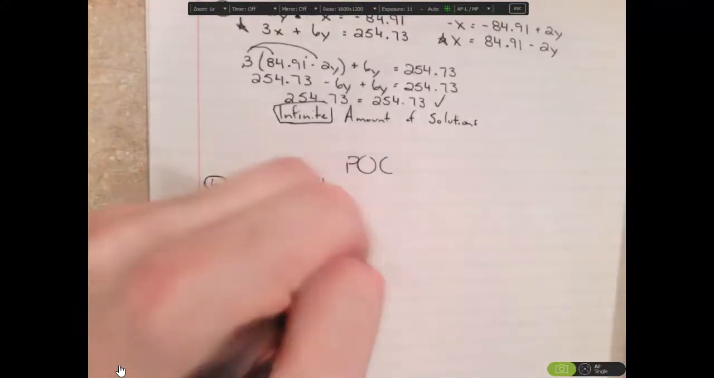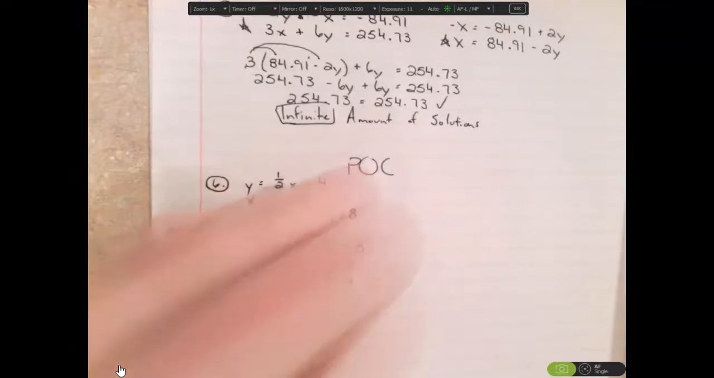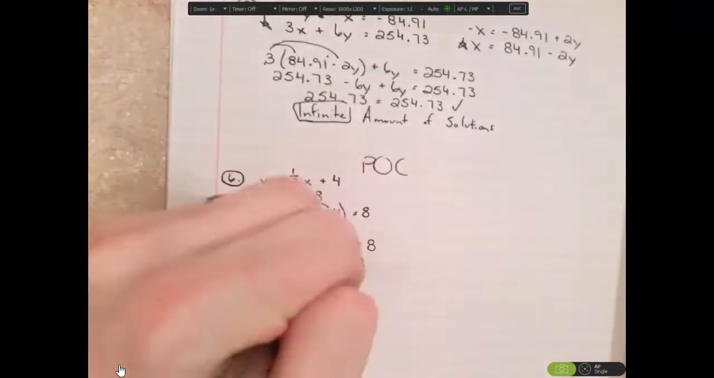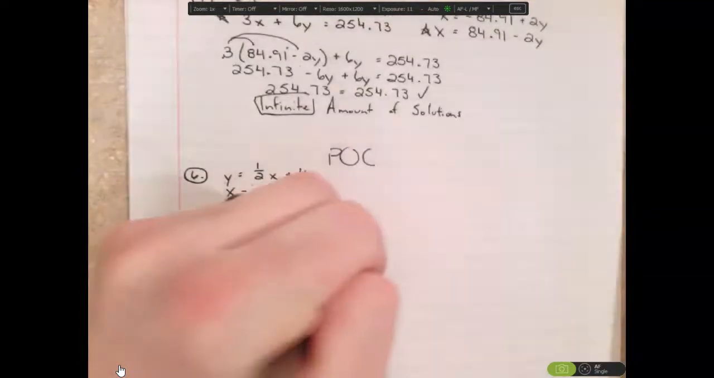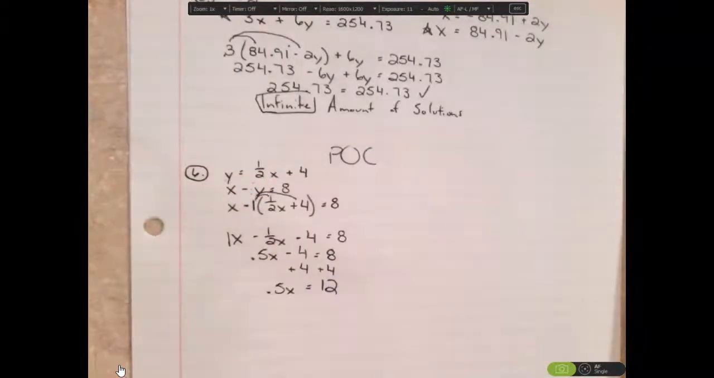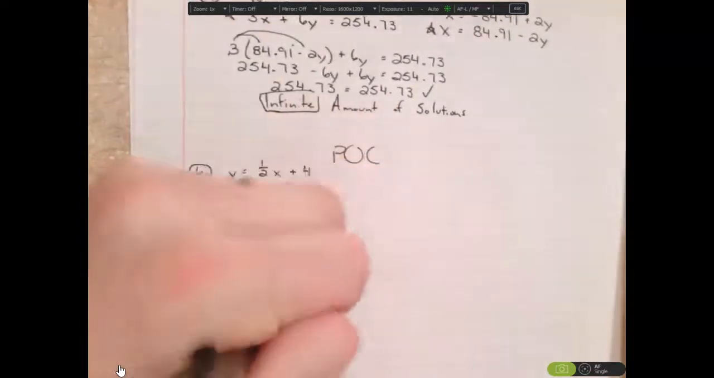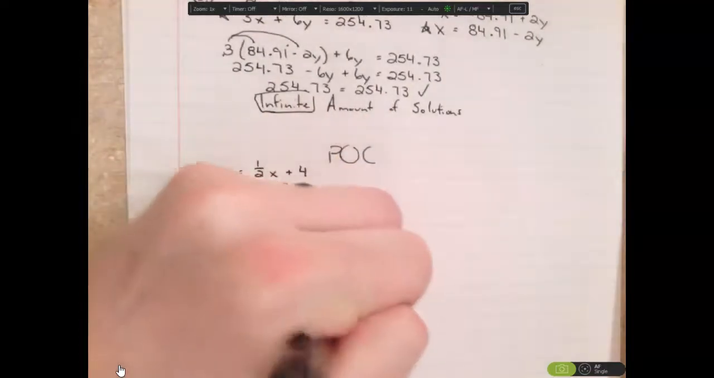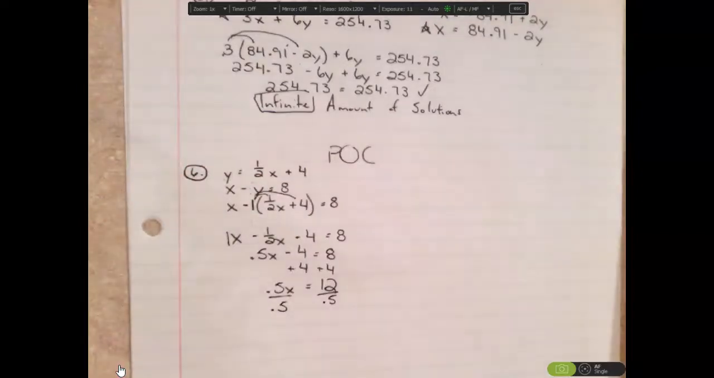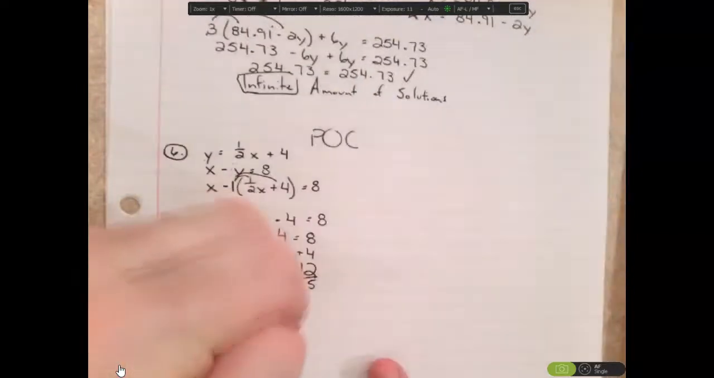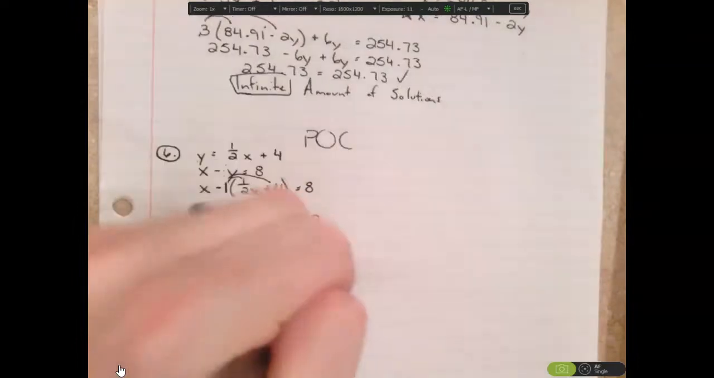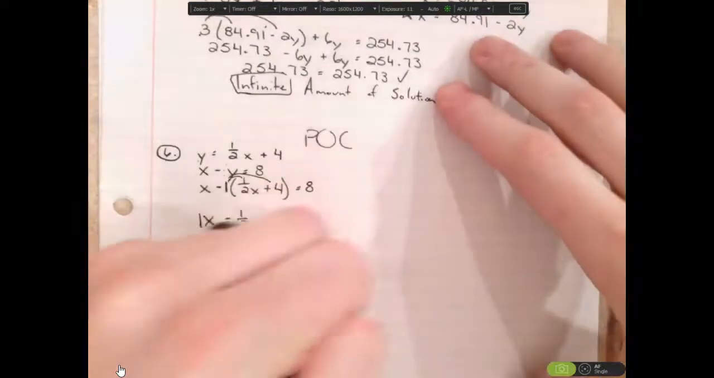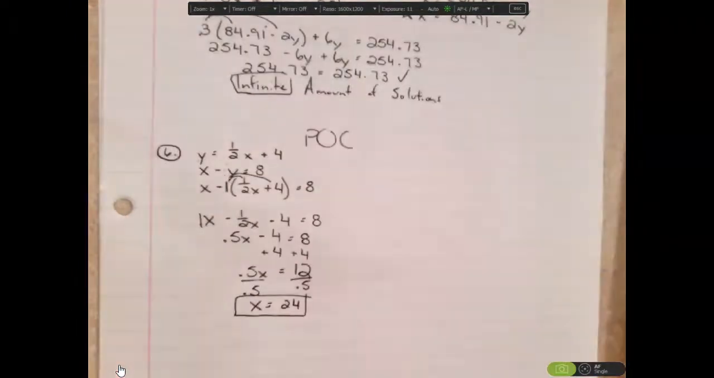To get x by itself, I need to add 4 on both sides. So I have 0.5x equals 12. And your final step, divide by 0.5. So 12 divided by 0.5, x is equal to 24. So there is one of my solutions for this problem.